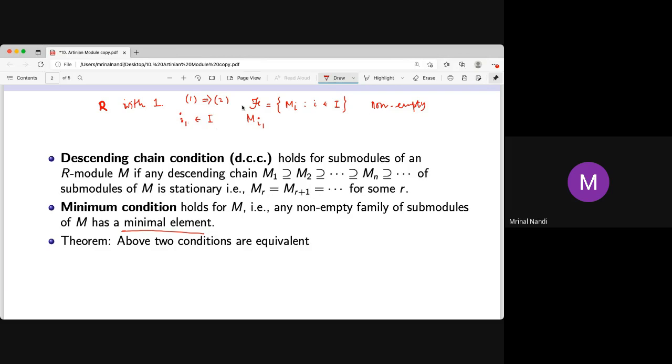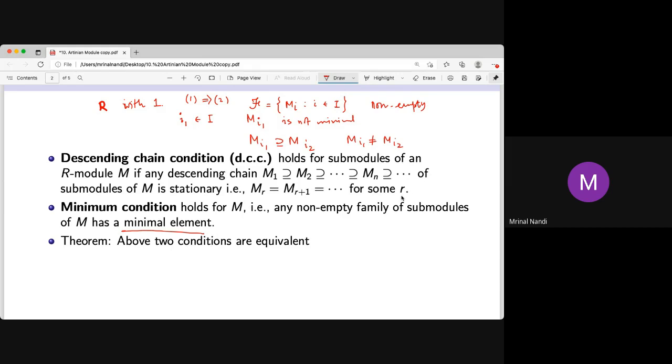Okay, we have to construct a chain now. Take any index i1; you can take any one. Now take the corresponding submodule M_i1. If M_i1 is minimal, then we are done, because a minimal element exists. But if M_i1 is not minimal, what is the meaning of that? Not minimal means there is one more submodule in the family, say M_i2, with M_i2 not equal to M_i1, a proper submodule.